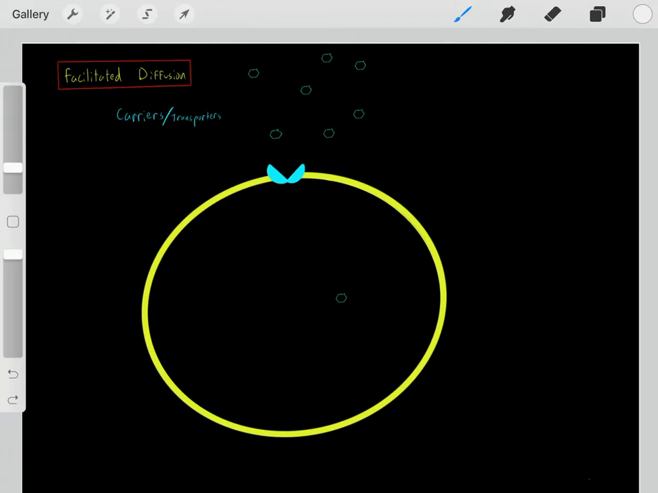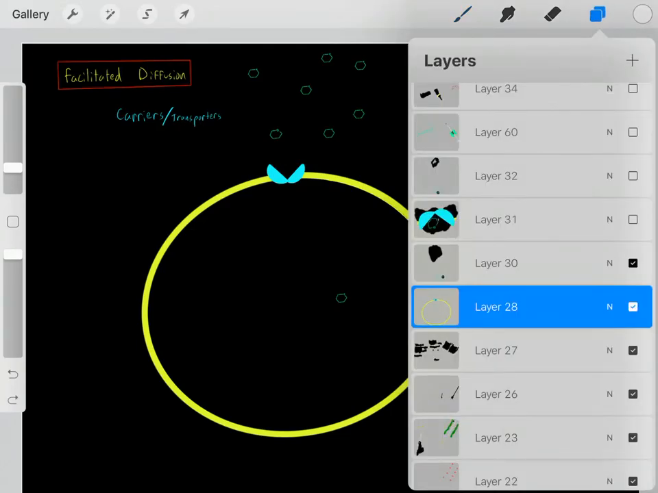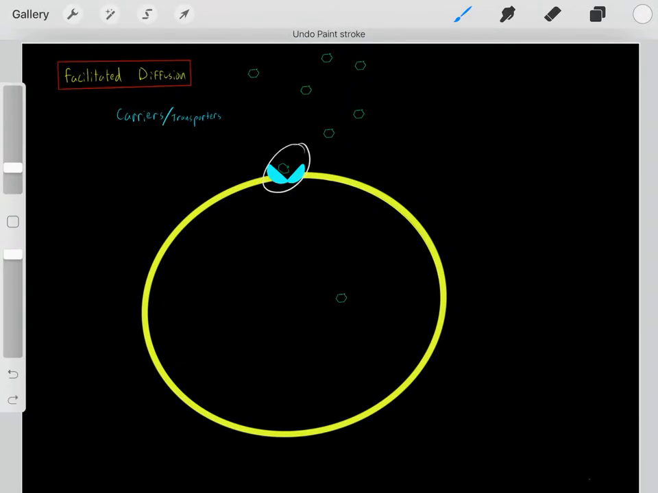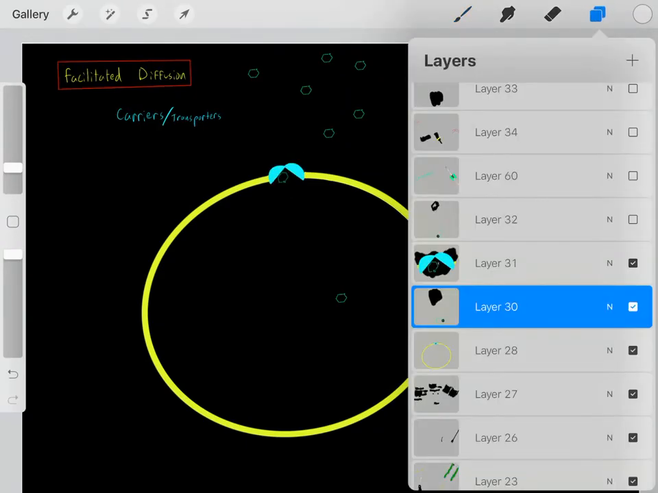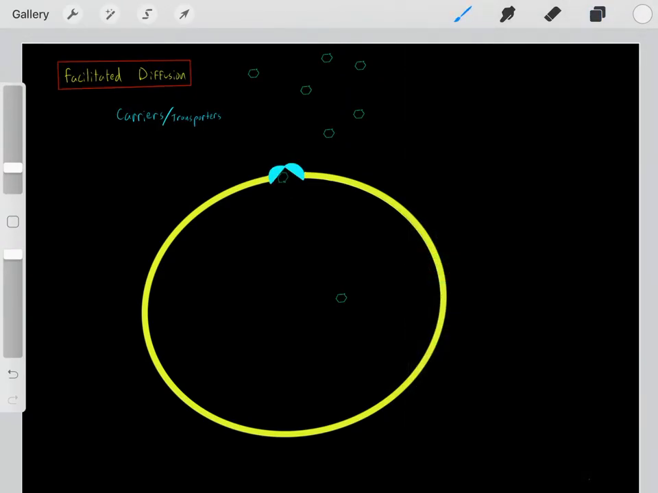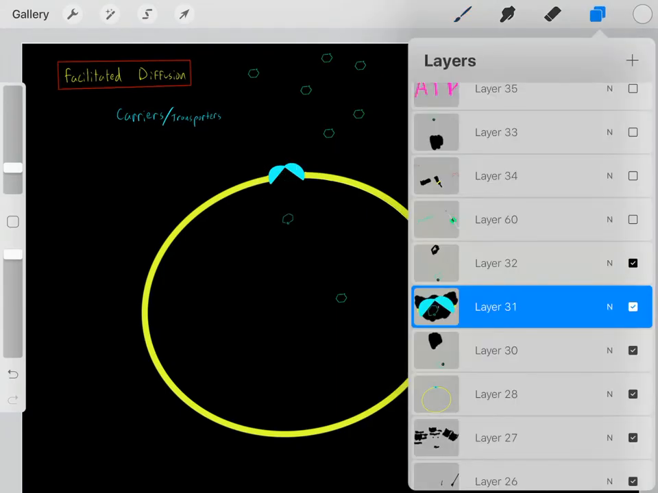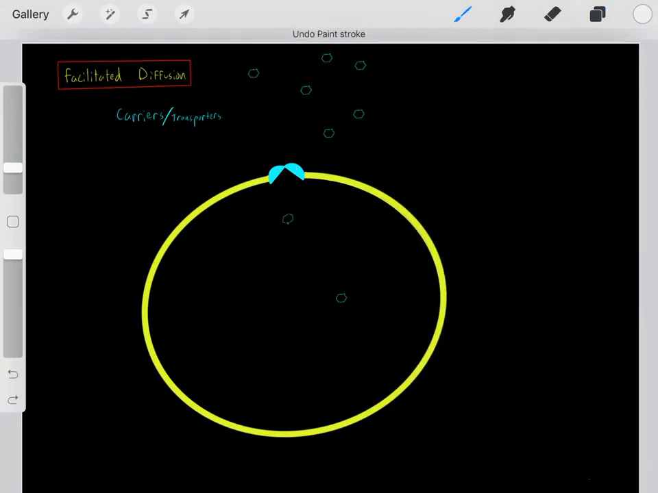Well, first, it binds to its carrier. Once it's bound to the carrier, it goes through a conformational change. When it goes through a conformational change, now it can release that glucose, and now that glucose enters inside of the cell. So this is through carriers.